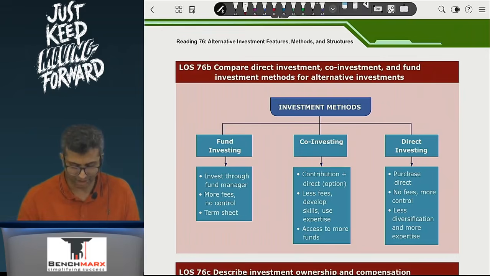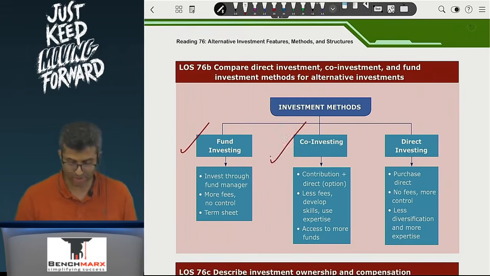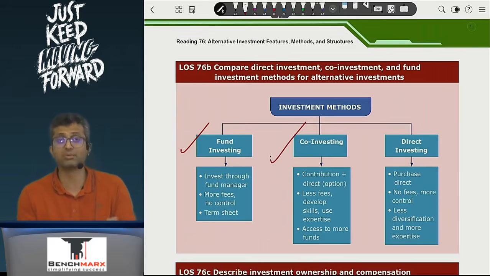So first there will be fund investing, where you invest in a fund and the fund in turn goes ahead and invests. Second is a co-investing route, where you invest in a fund but at the same time the fund gives you a right to also co-invest.